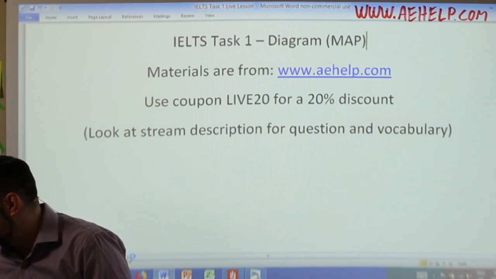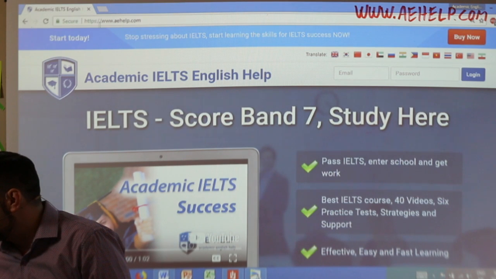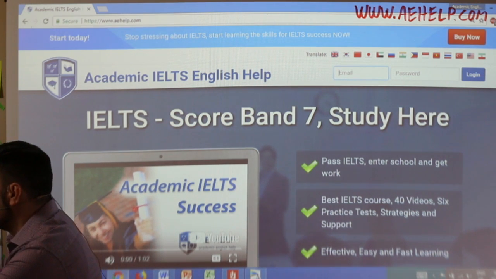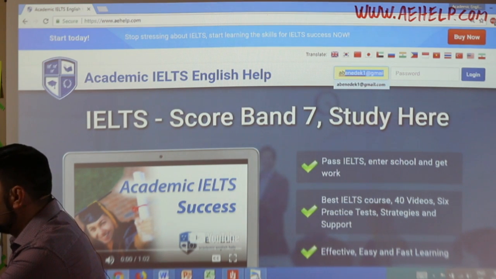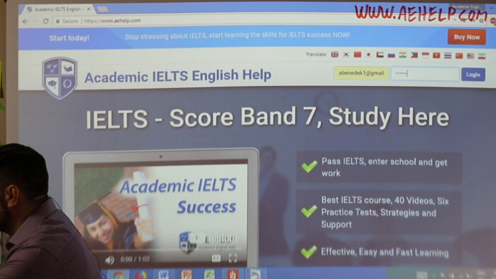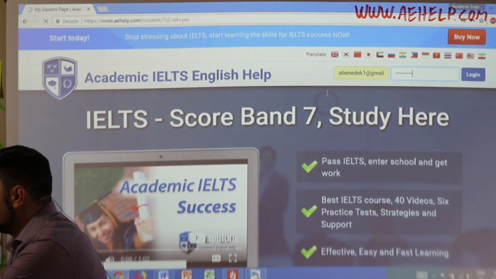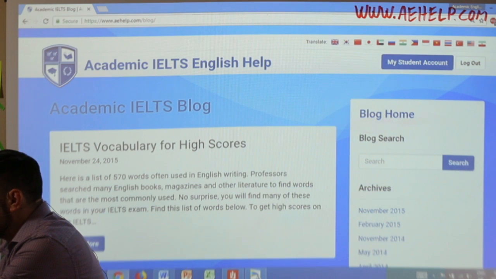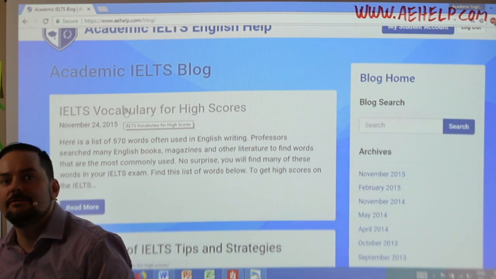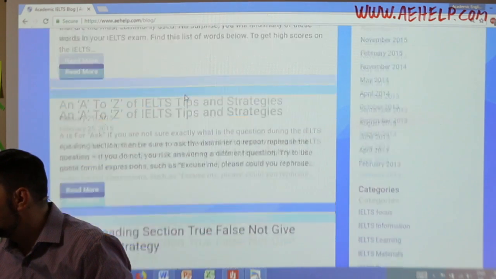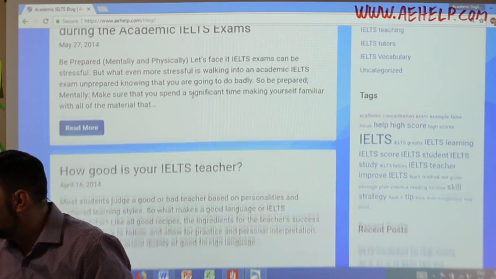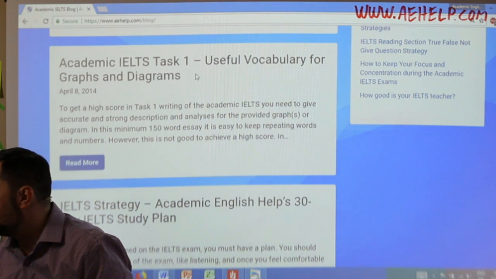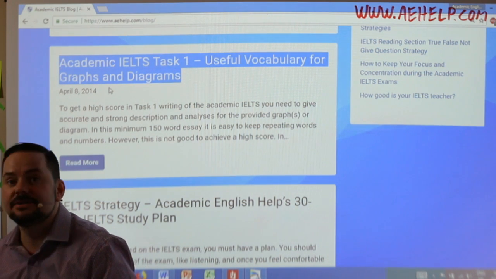Let me show you where this vocabulary is as we get going today. So if you go online again and you go to aehelp.com, once you are a full user, we have a free demo account, by the way, as well. But once you're a full user, you can log in. And when you log in, there is a lot of help for you in our website, including our blog, which is at the top right there. And in our blog, we have some really important topics for IELTS, like IELTS vocabulary for high scores. And then if you keep going down in the blog, you will find this one here, which is Academic IELTS Task 1, Useful Vocabulary for Graphs and Diagrams.